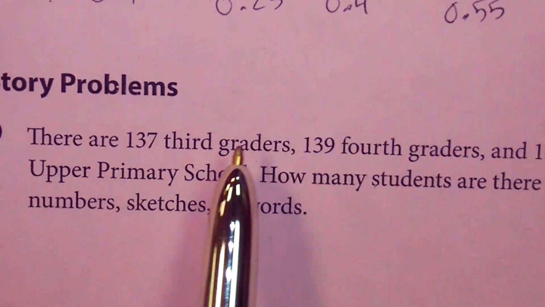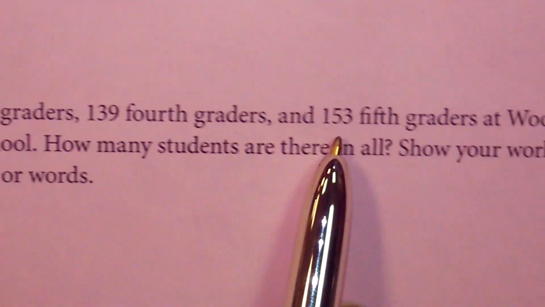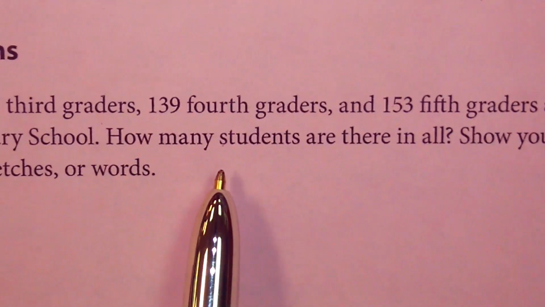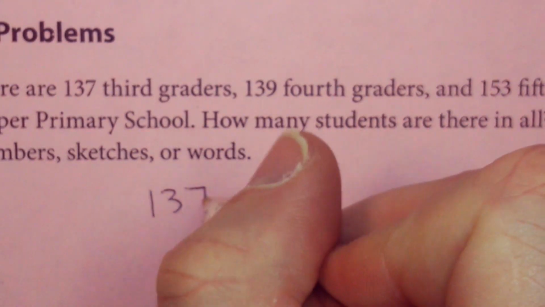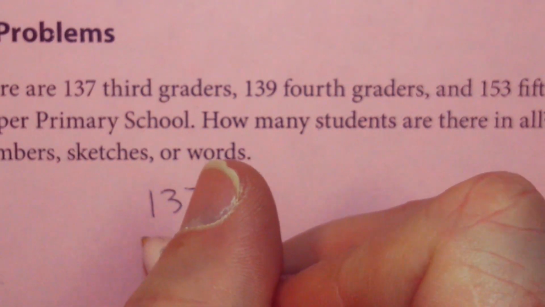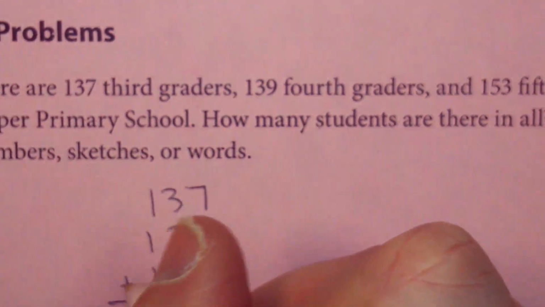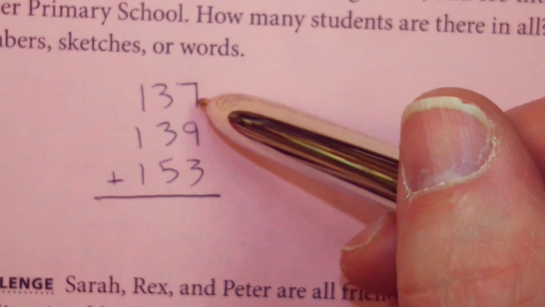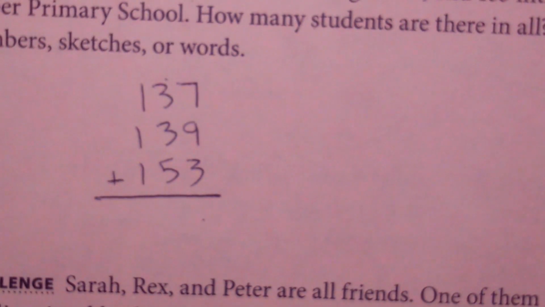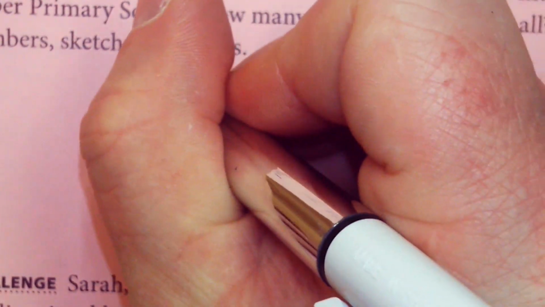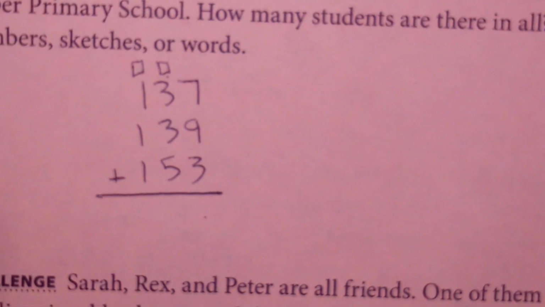In this problem, we have a lot of students in the school. 137 third graders, 139 fourth graders, 153 fifth graders. We want to know how many students in all. So I would consider doing a stack and add. Just use your standard algorithm for multi-digit numbers. Make sure you stack them beautifully. If you do use this strategy, just make sure you carry the appropriate number. You are going to have to carry twice. So you're going to need a number here and a number here. Make sure you carry the correct one. I am going to let you do that on your own.